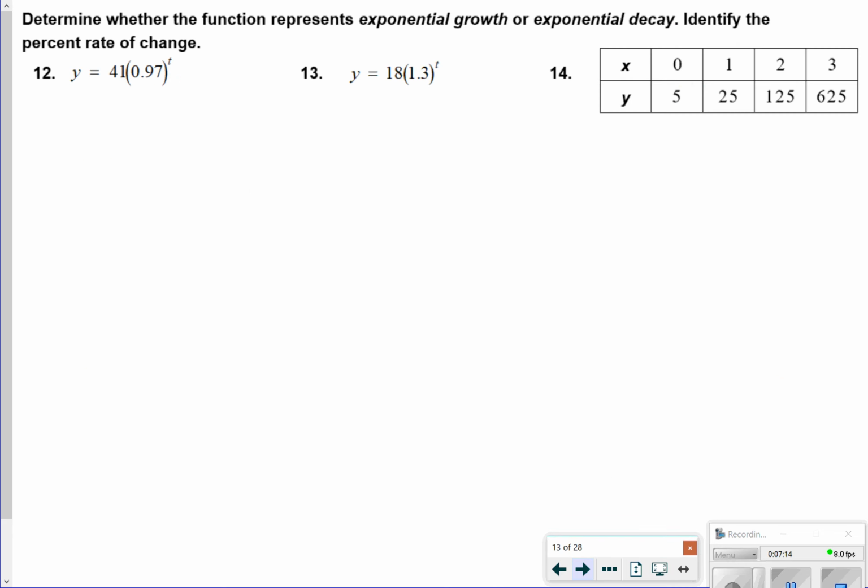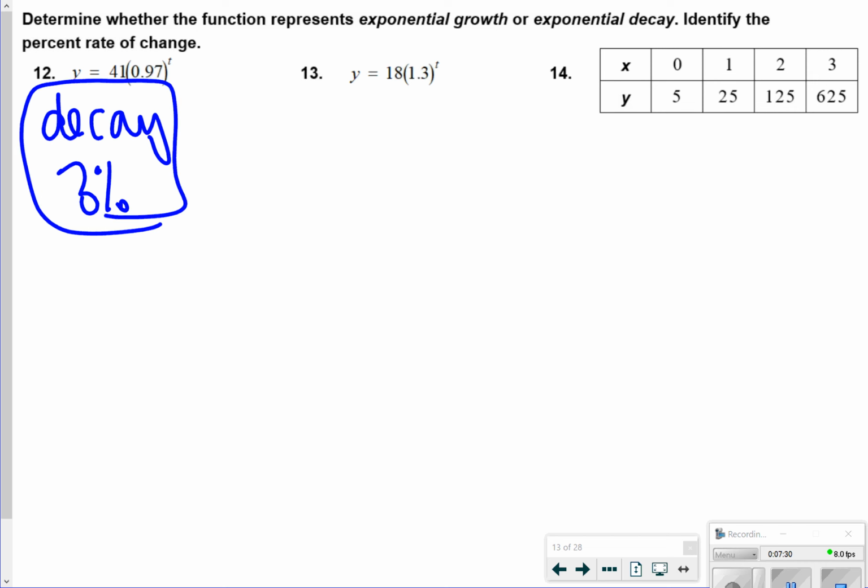On the back side, we have the next few questions. Determine whether the function represents exponential growth or decay, and identify the percent rate of change. For this one, in number 12, this is a decay, and the percent of change is 3%. For number 13, this one would be a growth, and the rate of change is 30%.